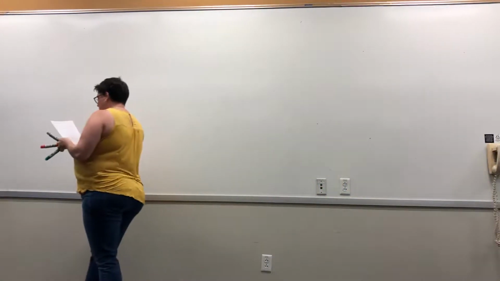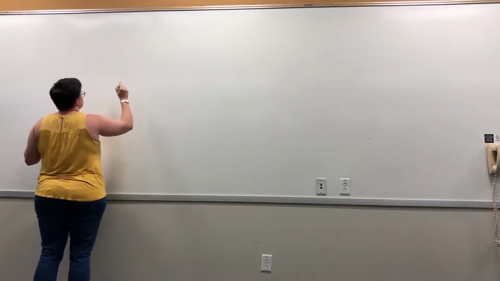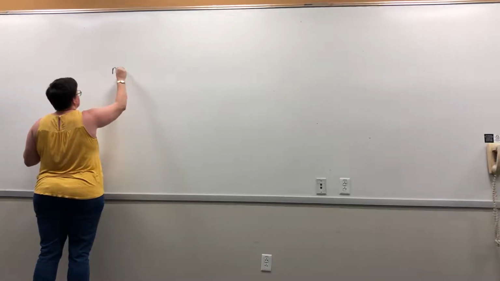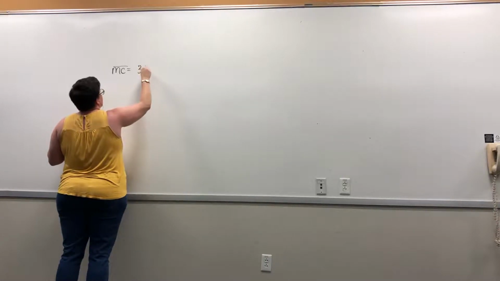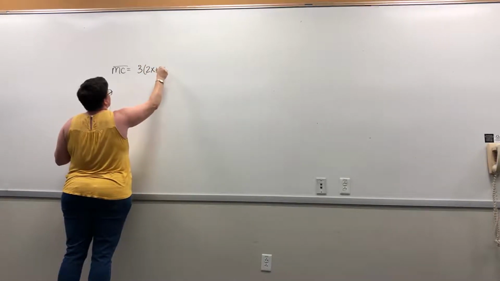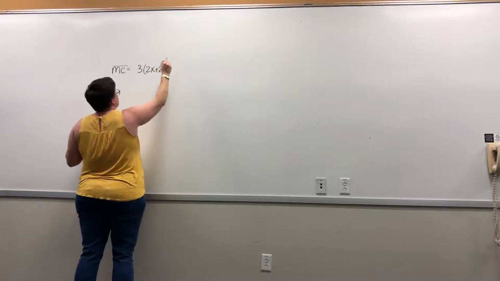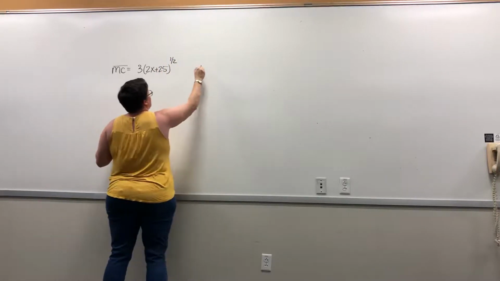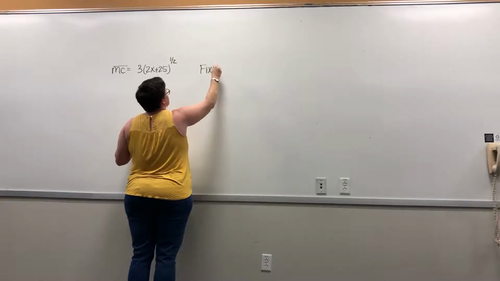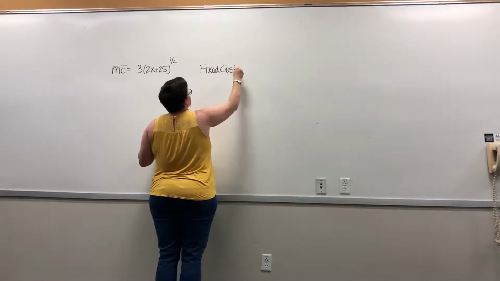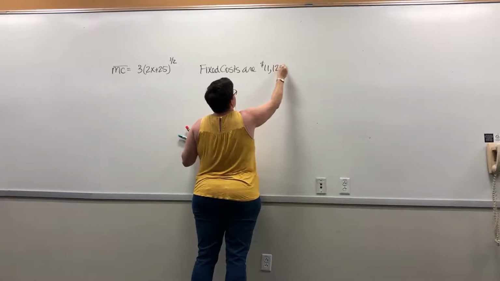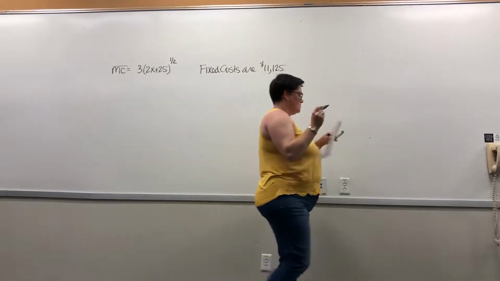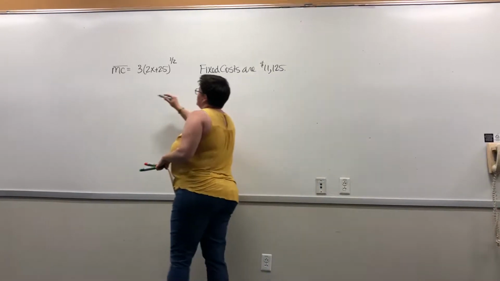What did I just say? Just because I give you fixed costs doesn't mean K will equal fixed costs. Let me show you what I'm talking about. 2x plus 25 to the 1/2, and fixed costs are $11,125. So now we're gonna find total cost.